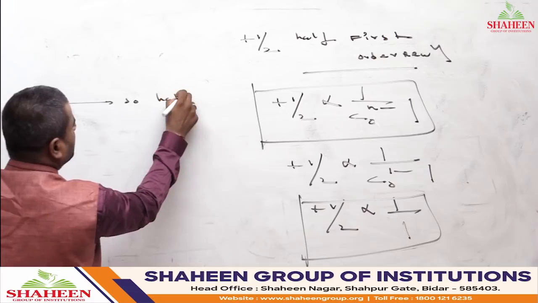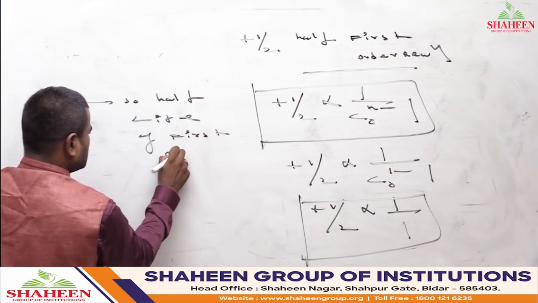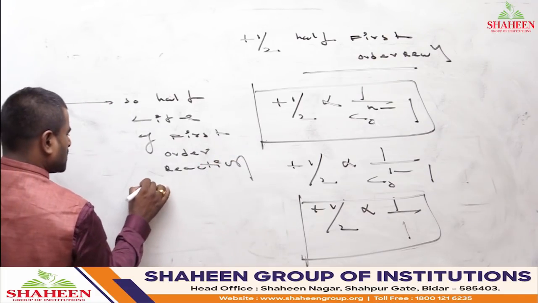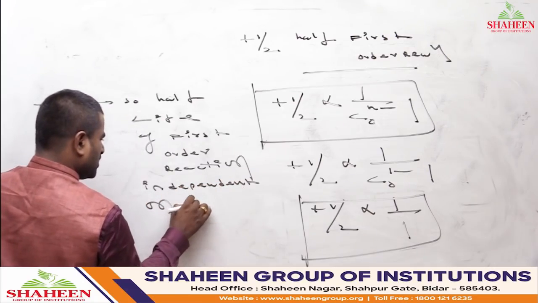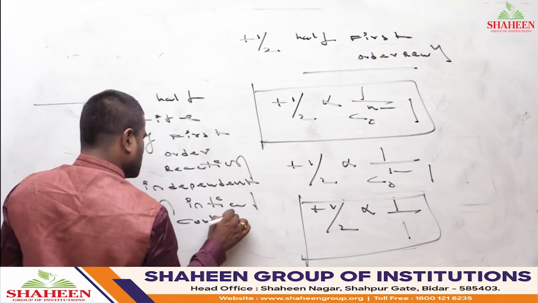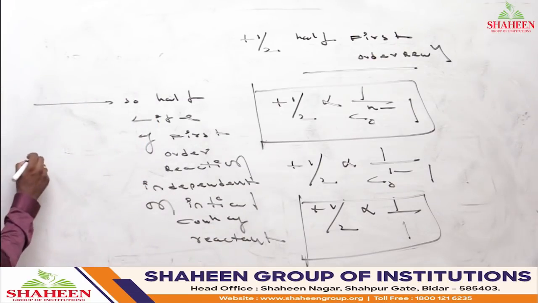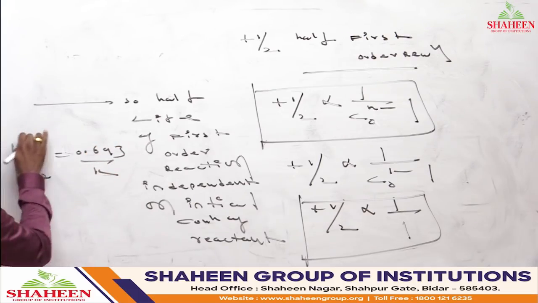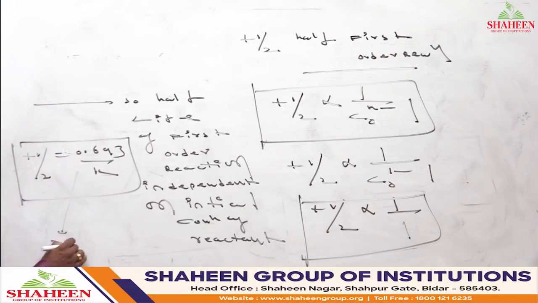So, half-life of first order reaction is independent of initial concentration of the reactant. That is why, as I already derived for first order reaction, T half value is given as 0.693 divided by K. Once you see here, in the last class it was given already, T half is equal to 0.693 divided by K. This is valid only for first order reaction.